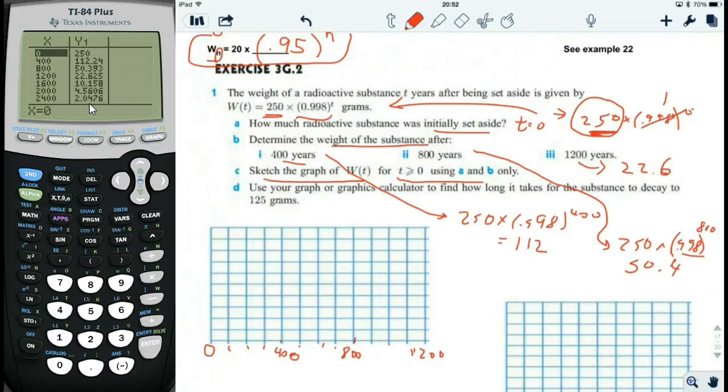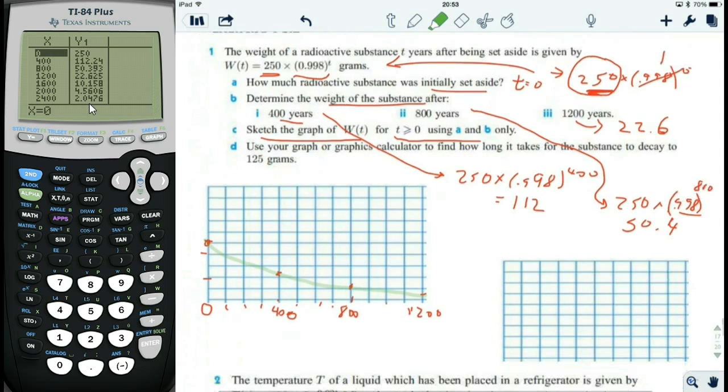Let's see. So for 400, it would be 112. For 0, it would be 250. So let's mark 250 here. We'll use 100, 200, 250. So this will be 250. And then the next point is going to be 400, comma 112. So 112 is right there. And 800, comma 50. And 1200, comma 22. Okay, and then we're going to graph. Okay. All right. So that is the graph of the function W.